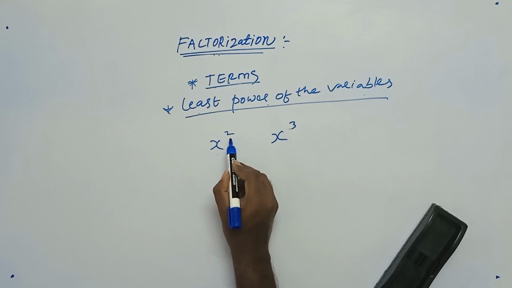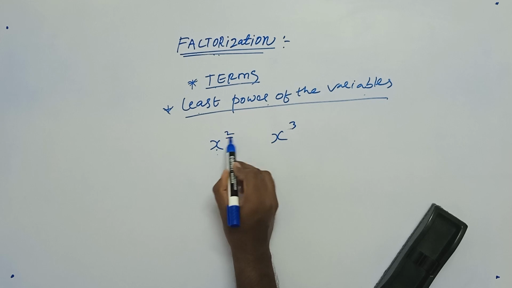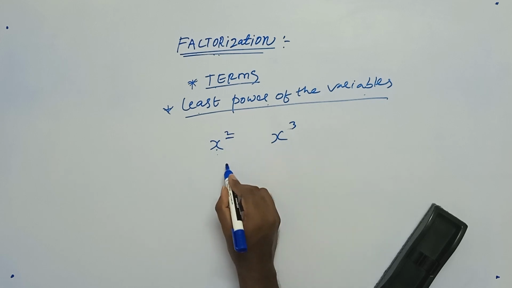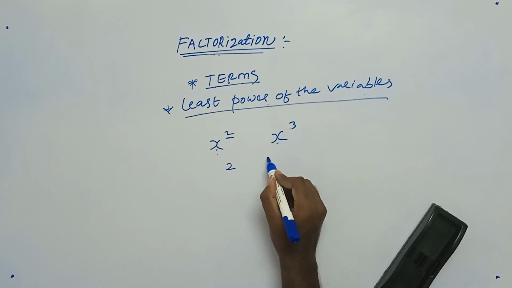Okay, what is the power here for this variable x? The power is 2, right? So here the power is 2. And here you have a variable x. What is the power of this x? This is 3. The power is 3.